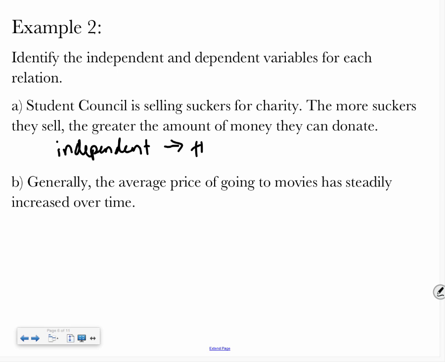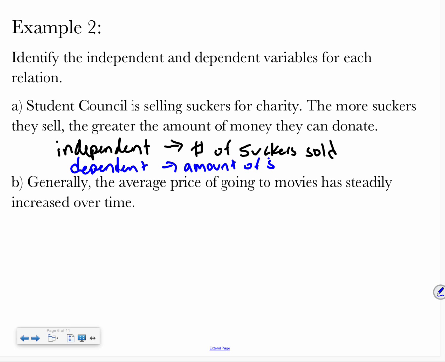Independent would be the number of suckers sold, and then the dependent, because depending on how many suckers are sold, that changes how much money can be donated. So that would be amount of money donated. It's supposed to be a dollar sign. It's a little sloppy. All right, in part B, let's try to determine our independent and dependent variables.